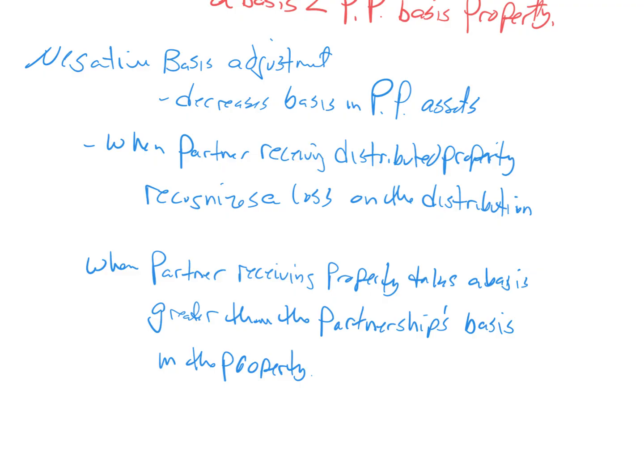All right, so that completes chapter 10. Again, focus on operating distributions as opposed to calculating liquidating distributions, but like when would a negative basis adjustment occur? Those are things that you should hone in on as well. All right, that completes chapter 10.